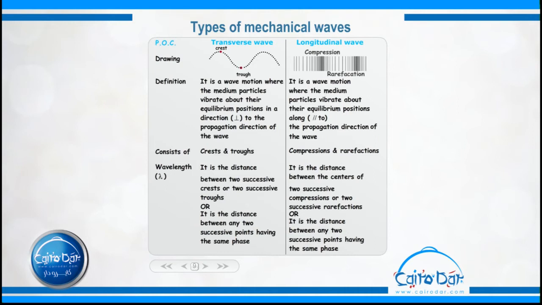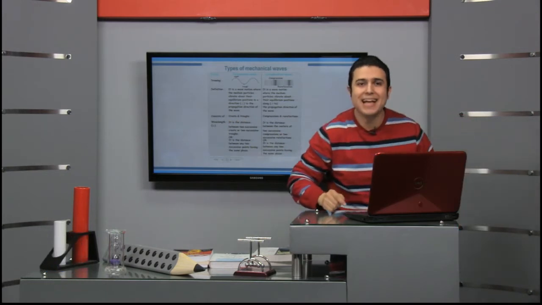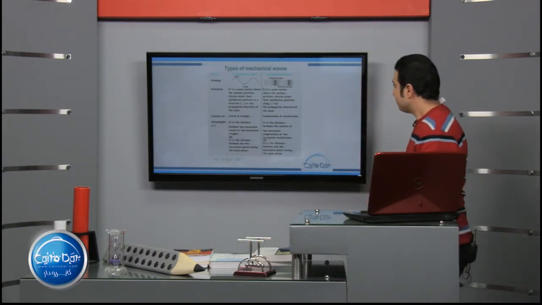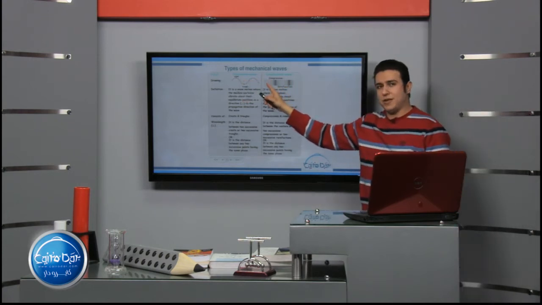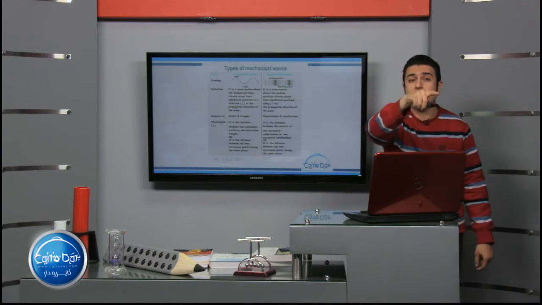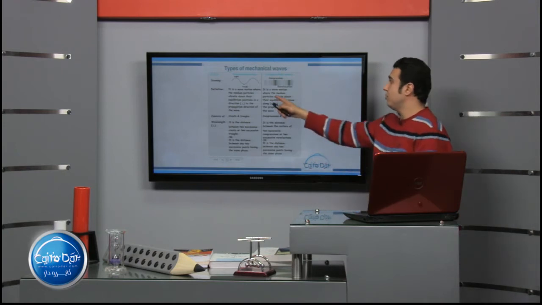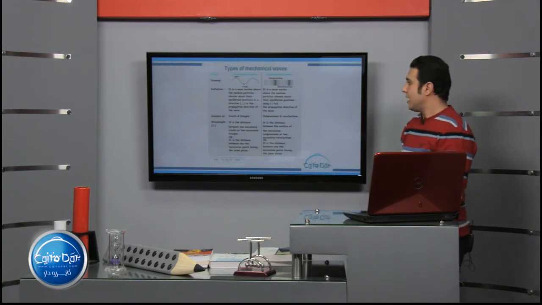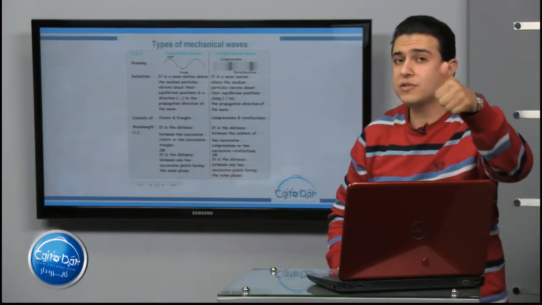But when the medium particles vibrate along or parallel to the propagation direction, this type of wave is called a longitudinal wave. So, as you see here for the transverse wave, and here for the longitudinal wave. Transverse waves, as I said before, consist of crests and troughs. But longitudinal waves consist of rarefactions and compressions, and so on.